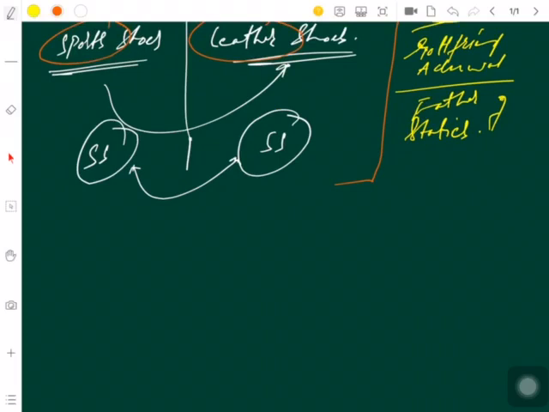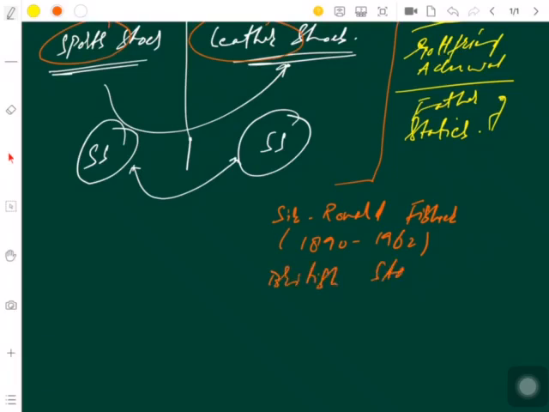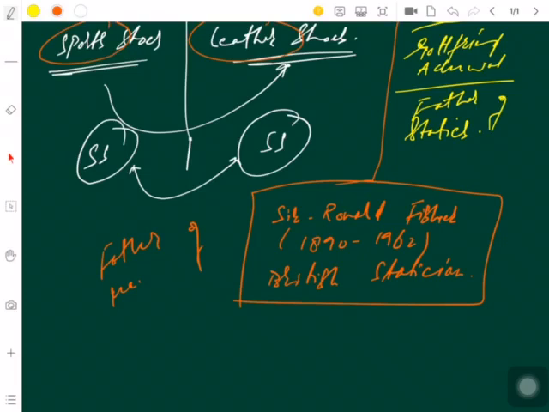His name is Sir Ronald Fisher. Sir Ronald Fisher was born in 1890 and he died around 1962. He is a British statistician. Who is a statistician? A person who studies statistics and statistical tools is a statistician. He is known as the father of modern statistics. So this is the overall father of statistics, Gottfried Eichenwald, and this is the father of modern statistics.